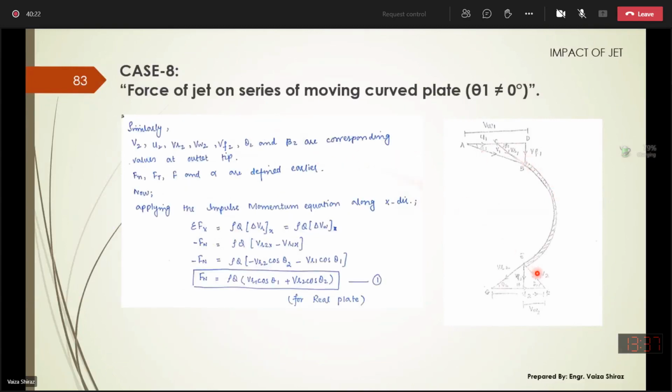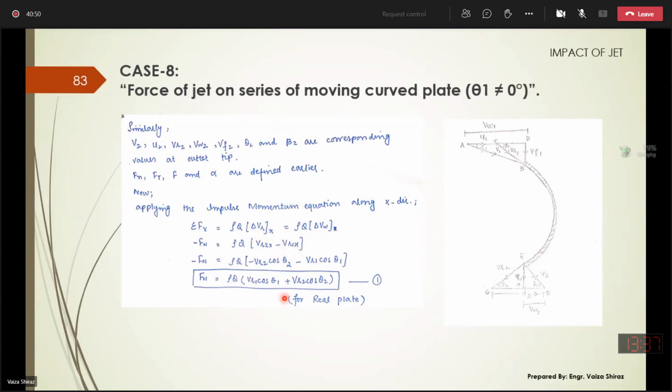Similarly, for the outer tip, now remaining steps are exactly same. You need to find out F. For that, you will find out Fn and Ft by applying the equation along the x and y axis. Similarly, if you want to find Fn, that can be done by using Vr or by using Vw. You can find with both approaches, but over here I am using only the approach of the relative velocity. You can do with Vw as well if you want. Both will give you the same result.